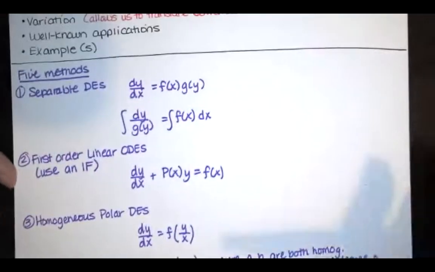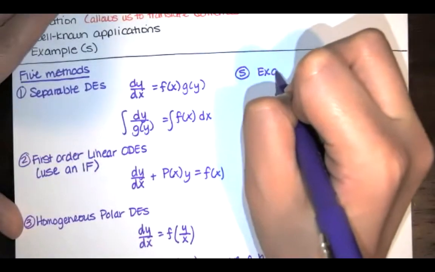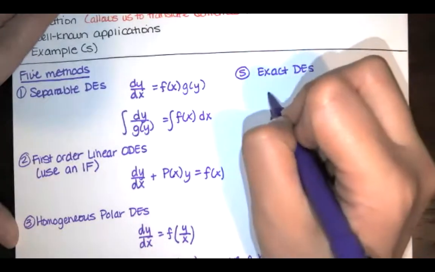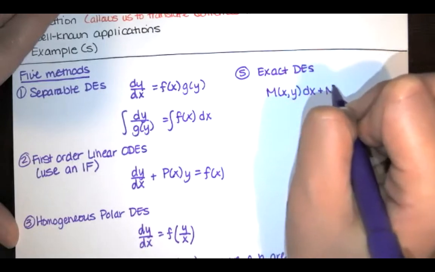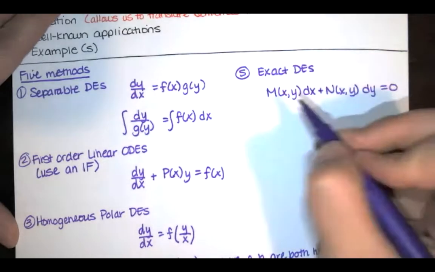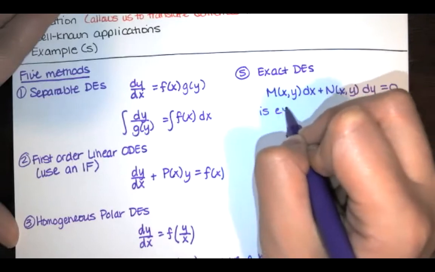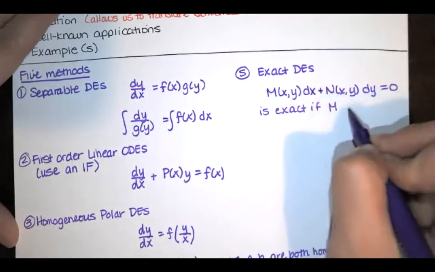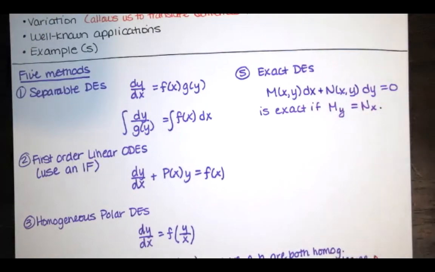Exact equations were a little bit different. We said that a differential equation of this form, M of x,y times dx plus N of x,y times dy equals 0, is exact if the partial of M with respect to y equals the partial of N with respect to x.